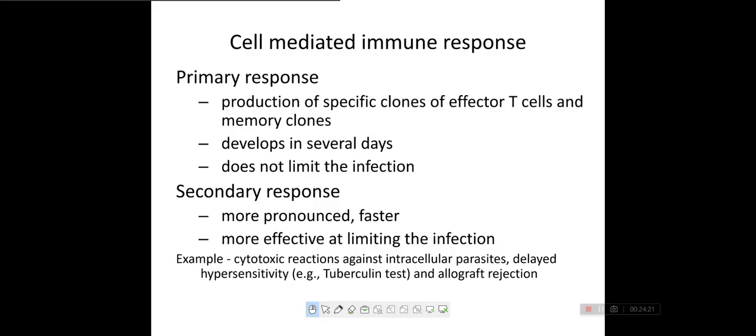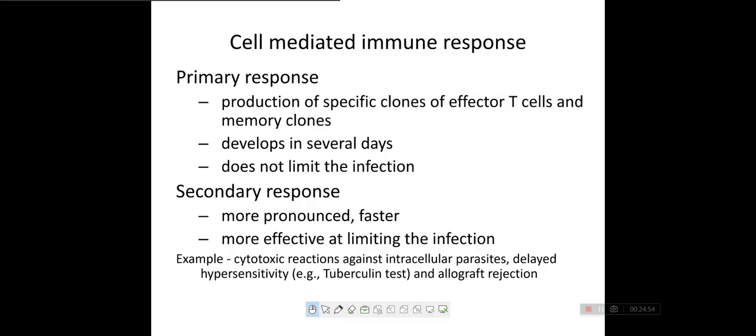Now, cell mediated immune response. Primary response: production of specific clones of effector T cells and memory clones. In primary response, what happened? The production of specific clones increases. Developed in several days, it does not limit the infection. Secondary response is more pronounced and faster.